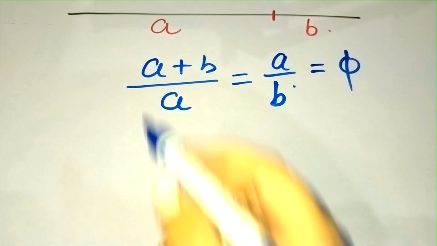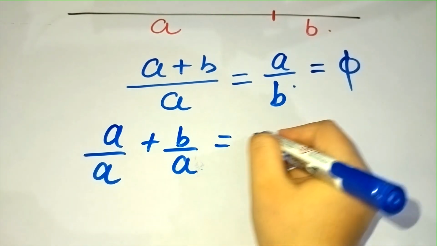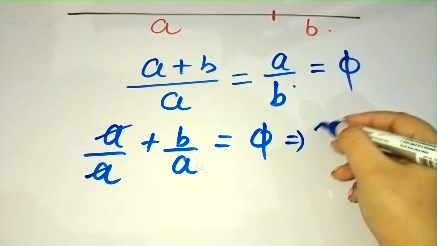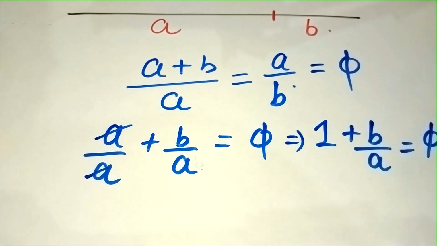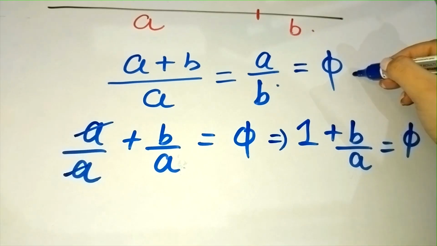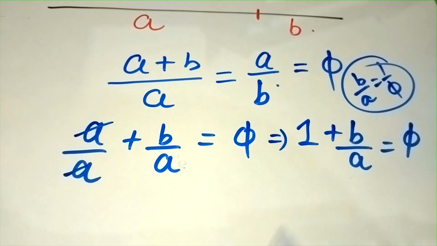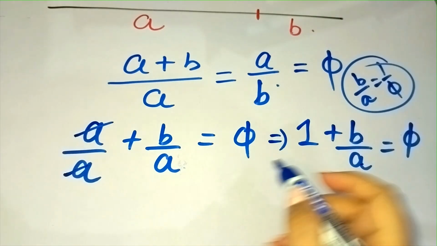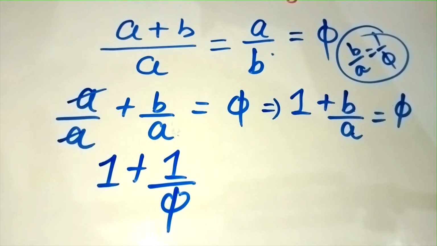So now let's derive it. A by A plus B by A is equal to phi. Now A by A gets cancelled, so it will be 1 plus B by A, which is equal to phi. Now you can see A upon B is equal to phi. So I can write B upon A as 1 upon phi. So instead of B by A, I am going to write 1 by phi. So 1 plus 1 by phi is equal to phi.